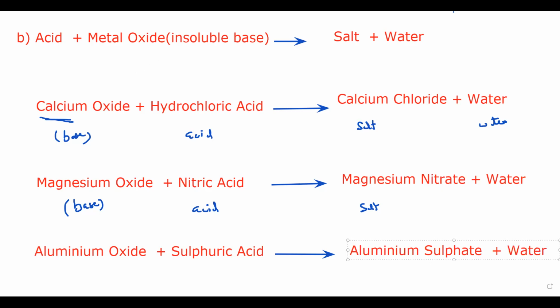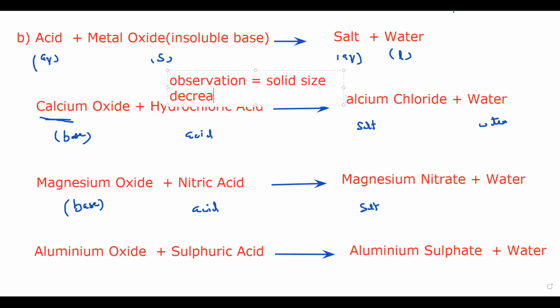And what is the observation? When metal oxide and acid are there, acids are always aqueous, metal oxide is solid, the salt will be aqueous, and water is liquid. When aqueous or liquid substances are there, we don't observe them. The only thing we'll see is that the metal oxide, the solid, decreases in size. Because there is no gas given out, the observation is just that the size of the solid decreases and it produces a salt solution. So this is the second characteristic of acid. Whenever acid reacts with metal oxide, also known as insoluble base, this will result in the formation of salt and water. Is it clear? That is the second type of reaction of acid.